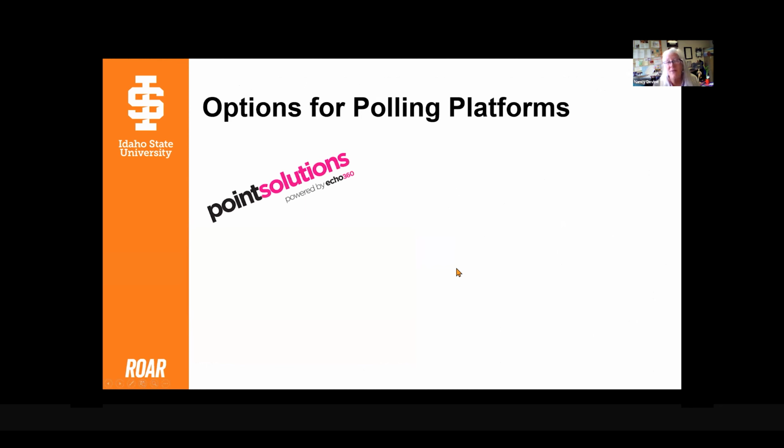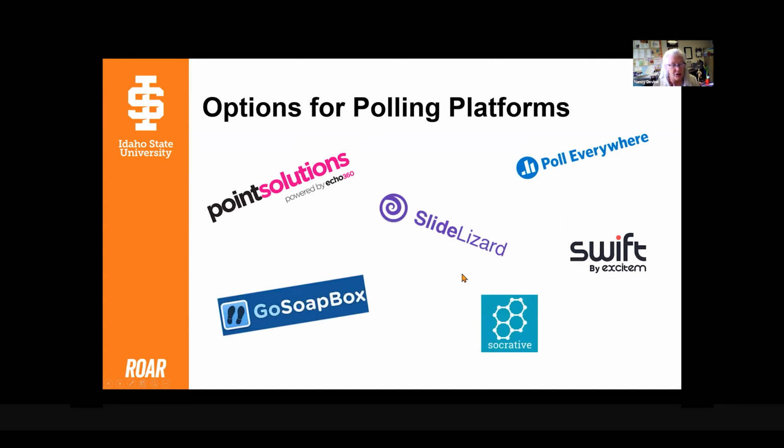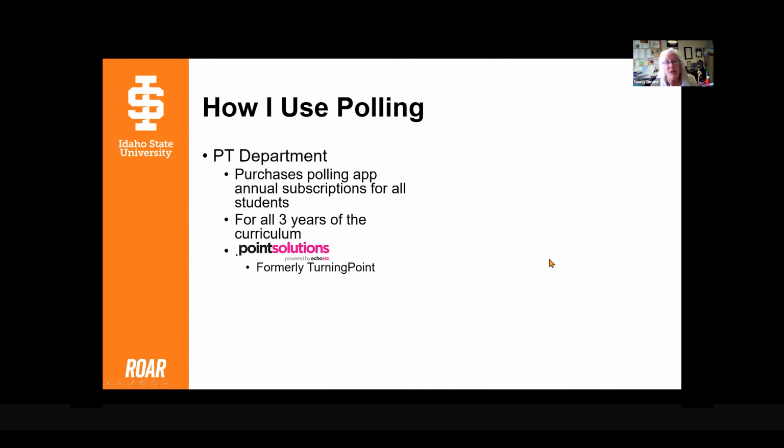So options for polling platforms: I use Point Solutions, formerly Turning Point, but there are other ones: Swift, Go Soapbox, Poll Everywhere, Slide Lizard, Socrative. And Socrative, I believe, from the information briefly I saw, was primarily used in Europe or something like that. I'm not sure, so I'd have to go look. So recognize there's multiple platforms, and there's certainly options that are free versus paid. So many others. So again, I use polling because our department, the PT department, purchased a polling app annual subscription for all of the students for the 3 years they're in the program.